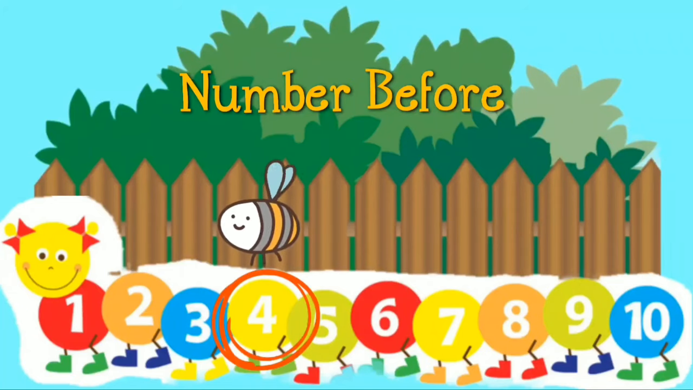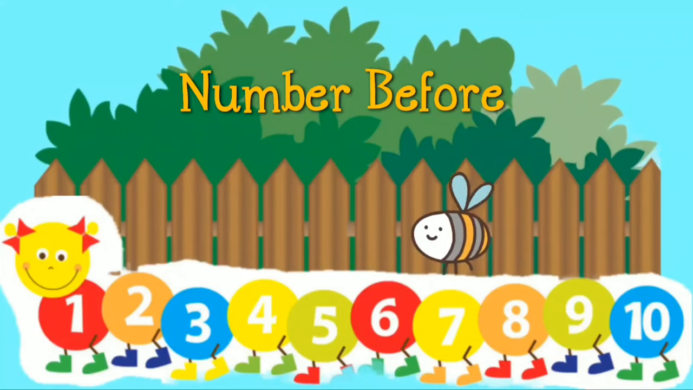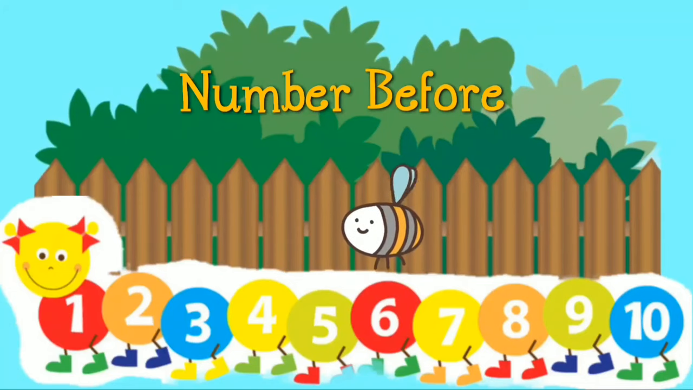Right, 4. What comes before 4? Correct, 3. On which number the bee is? Right, 7. The bee is on number 7. Now what number comes before 7? Right, 6.